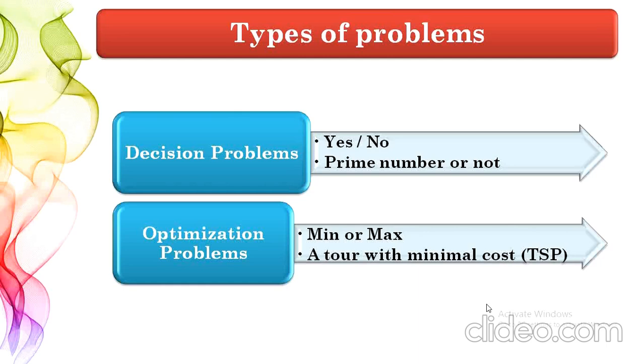And the next one is the optimization problem. Based on the problem objective, the value will be minimized or maximized. This is called optimization. The example is the traveling salesman problem, that is, you can visit all the cities with minimal cost. Here the objective is minimal cost.